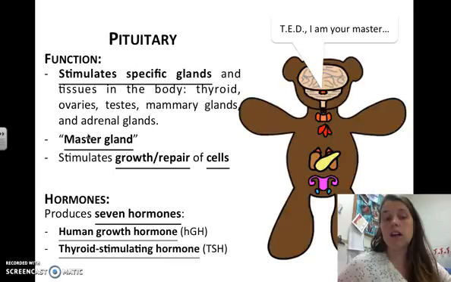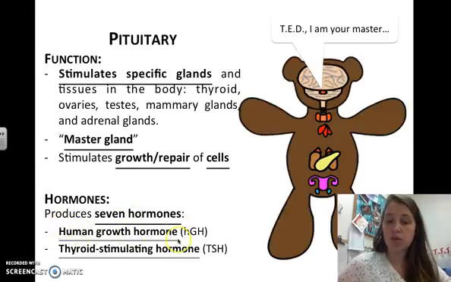The pituitary gland is really the master gland. It's the one that really does all the heavy lifting within your body. It stimulates the growth and repair of all cells in your body. So when something happens, the pituitary gland sends out those specific hormones that allow growth and repair for cells. It produces 7 hormones.